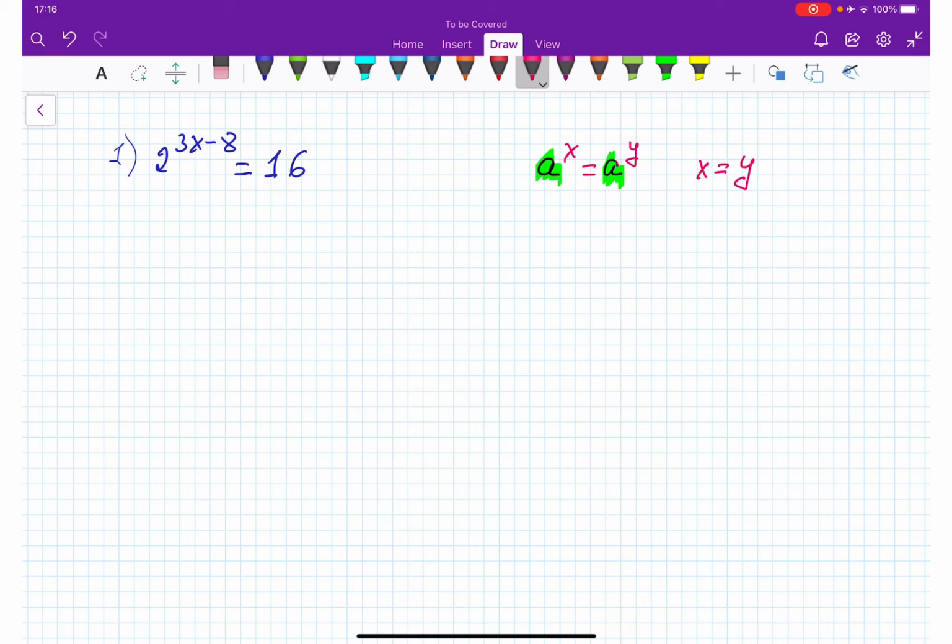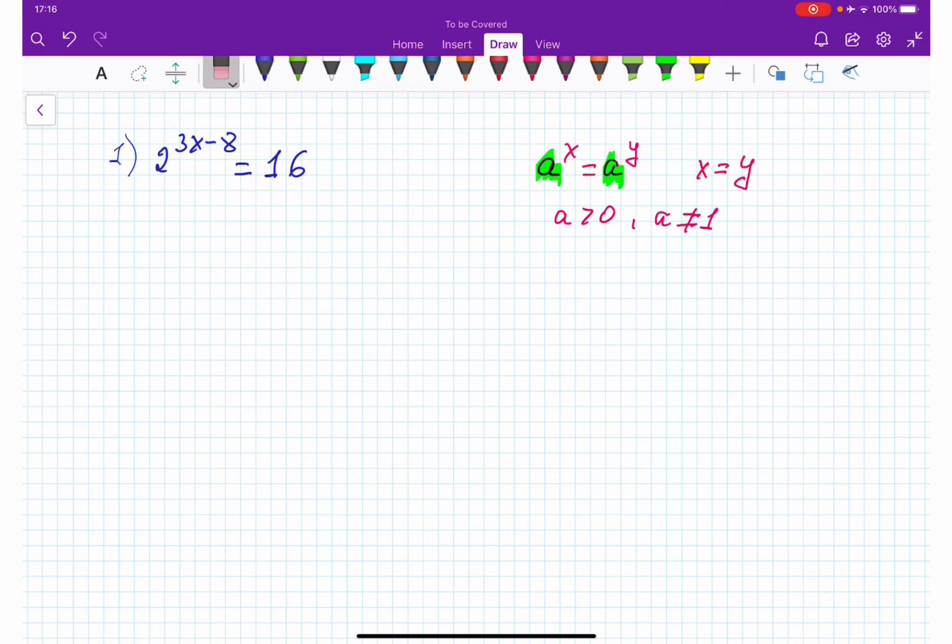And that's considering that a is greater than 0 and a is not equal 1. Because if a is equal 1, it doesn't matter what x and y are, they don't have to be equal, right? It can be anything. Let's say 1 to power 4 can be equal 1 to power 5. So this statement does not have to hold. That's why a cannot be equal 1, and a has to be greater than 0, because if it's less than 0, it's not going to work properly.